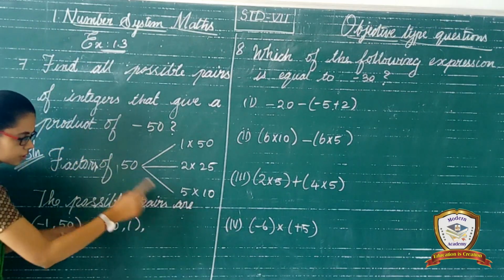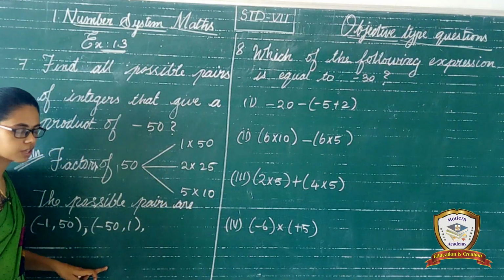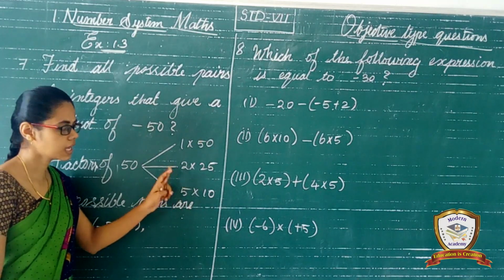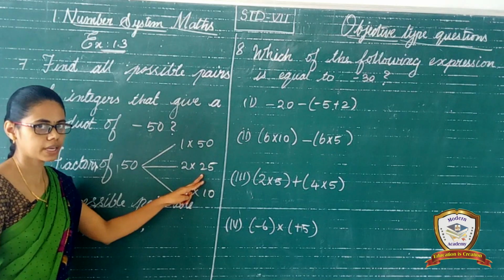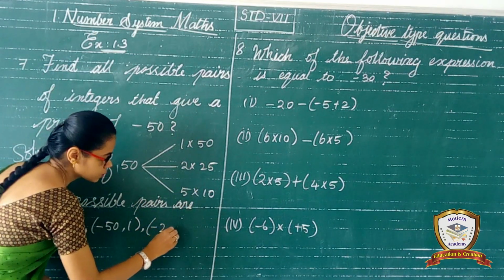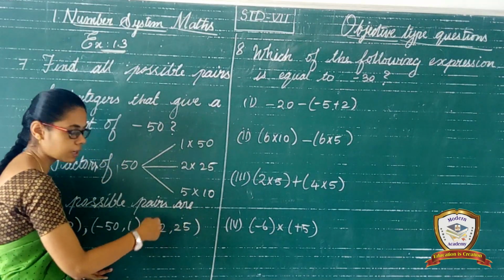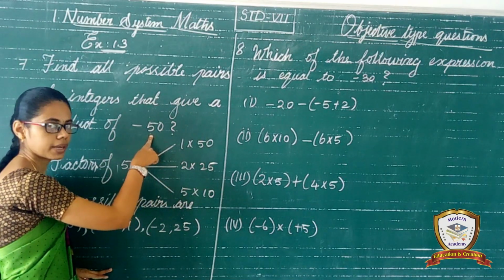And next, you get the next pair. So see here 2 into 25. So on one side we have to mention minus, and in the next pair we have to put the minus on the other number. Clear? So minus 2, comma 25. Product means multiplication. So minus 2 into 25, the answer is minus 50.